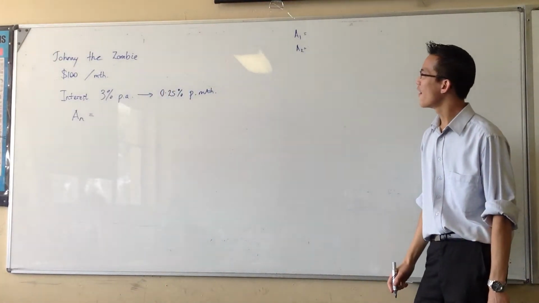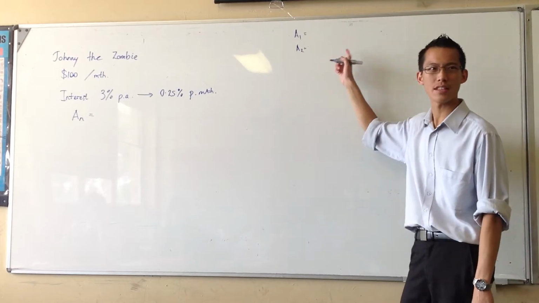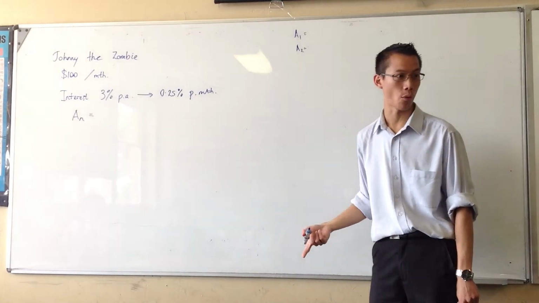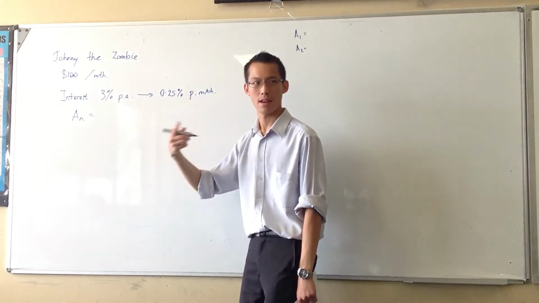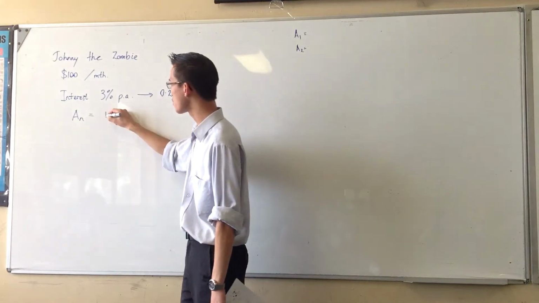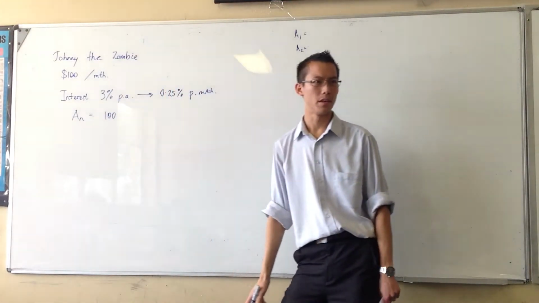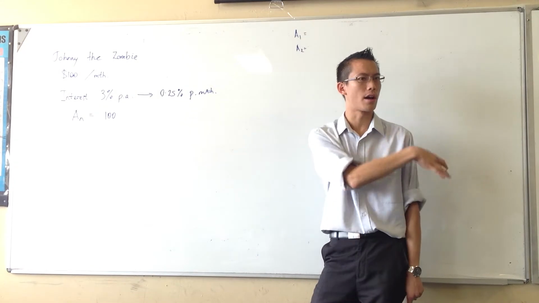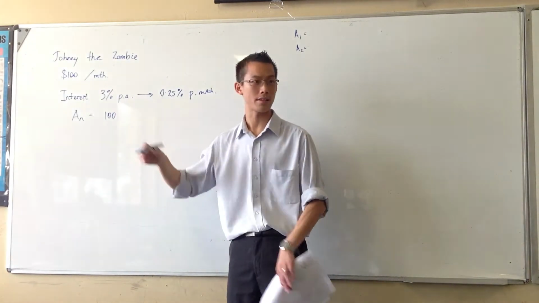So how does this work? What he's going to have is every month $100 is going to go in. Every month, every month, every month. So I'm going to stick 100 at the front. Because you remember, if every term has 100 on it, then I can take that as a factor out.